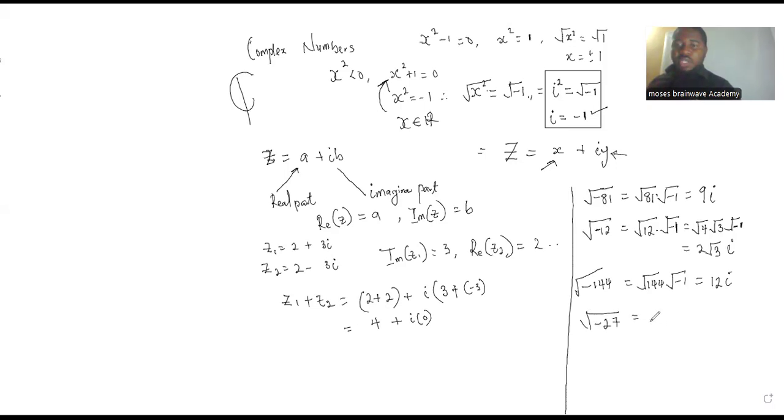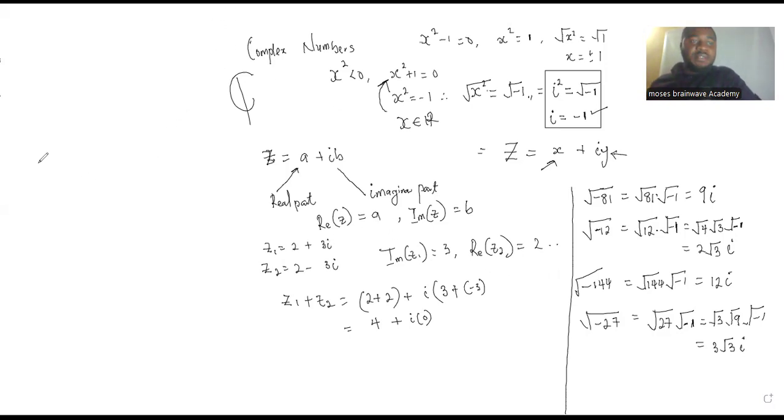This should give us the square root of 27, and then the square root of negative 1. Good. So the square root of 27 is the same thing as the square root of 9 multiplying the square root of 3. This should give us 3 root 3i. Fantastic.